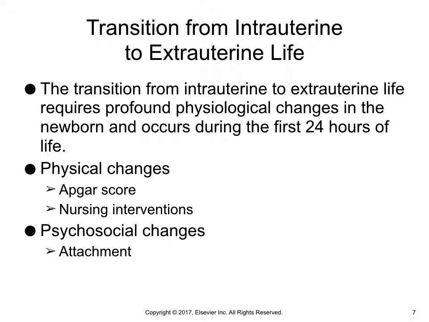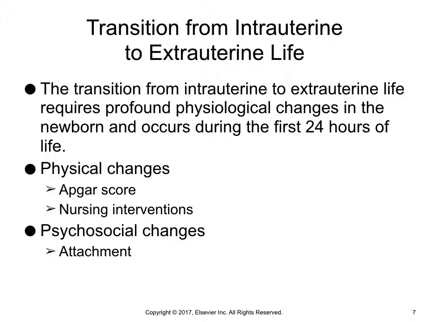The transition from intrauterine to extrauterine life requires profound physiological changes in the newborn and occurs during the first 24 hours of life. The APGAR score is a reflection of fetal well-being immediately after birth. It includes heart rate, respiratory effort, muscle tone, reflex irritability, and color. Each of these is rated to determine overall status of the newborn. The score is conducted at 1 and 5 minutes after birth, and is sometimes repeated until the newborn's condition stabilizes.